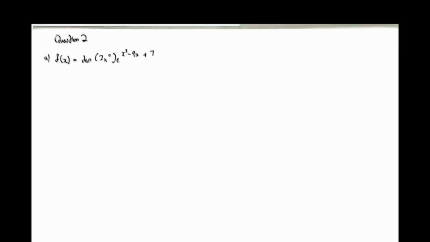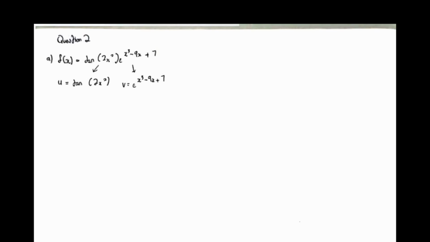So for question 2, we have to find two factors which are u and v. For u will be tan bracket 2x square and v will be e power of x cube minus 9x plus 7. We have to differentiate u and v.